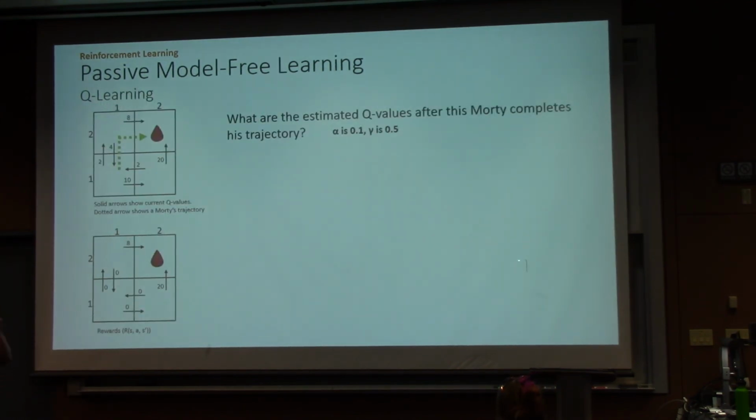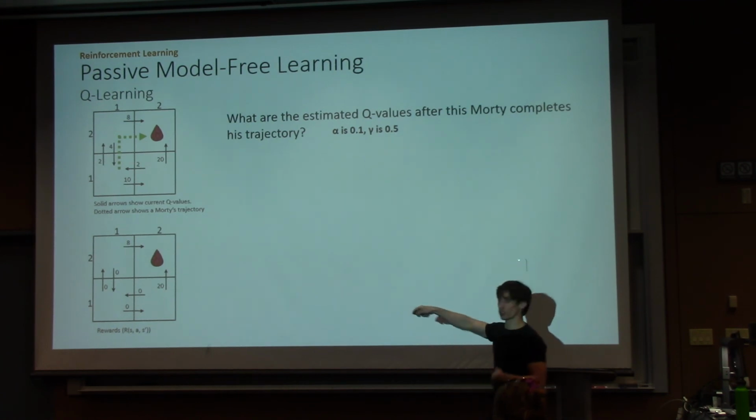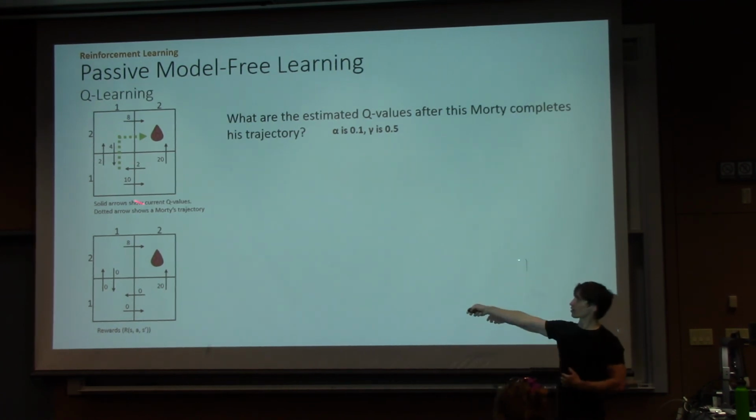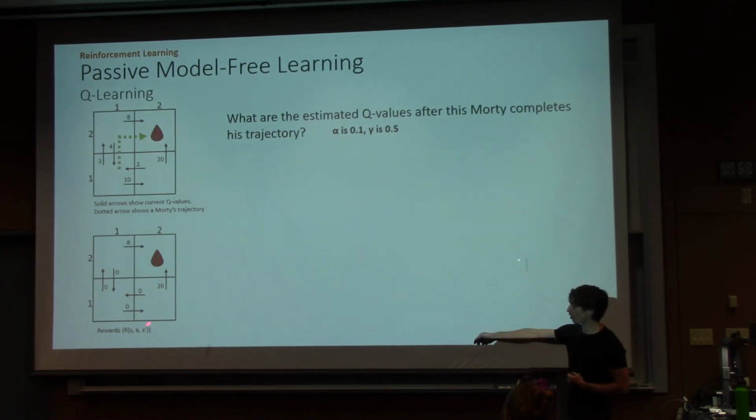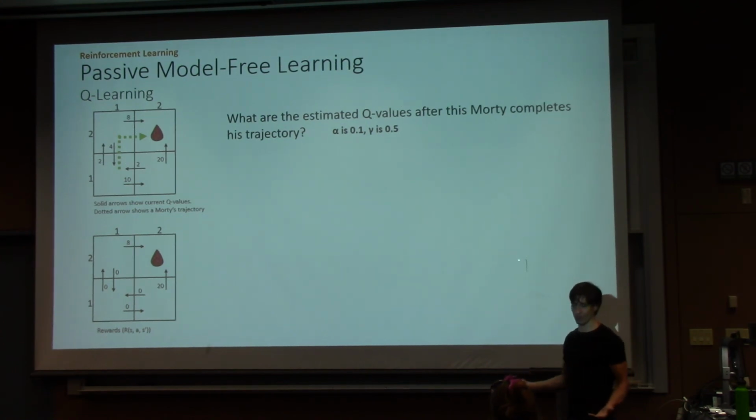Let's look at an example. This one doesn't step through as many things, but we can see in the top left here, the solid arrows, so we already have a Q function. The solid arrows show the values for our current estimates, and the arrow shows the trajectory of a Morty through the world. In the bottom, we have the rewards that we'll end up seeing when Morty makes these transitions from one state to another state. We don't know them, but again, we'll see them when Morty takes the path.